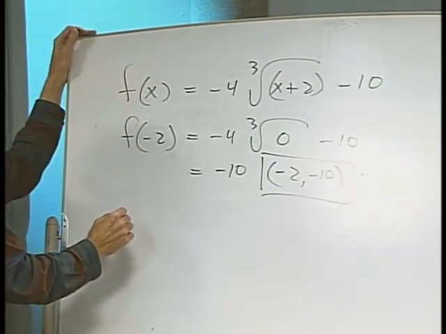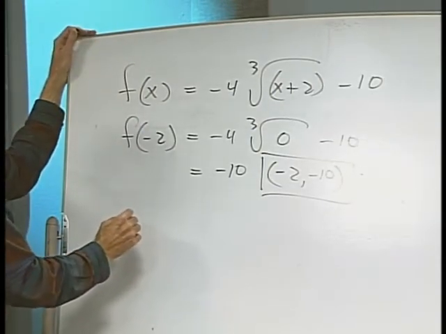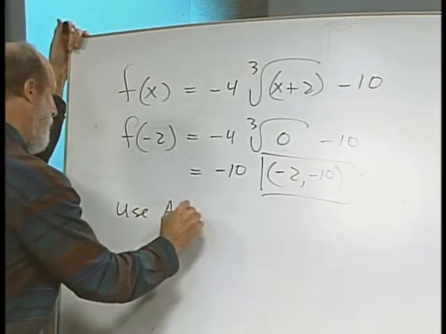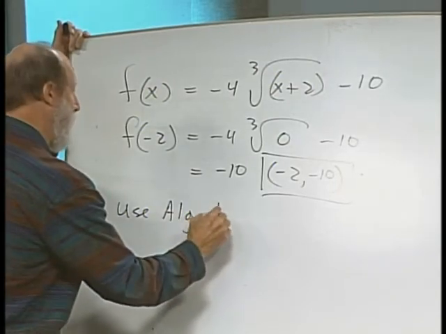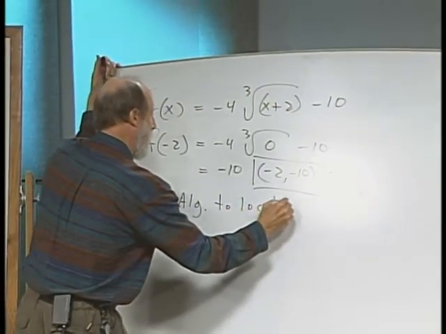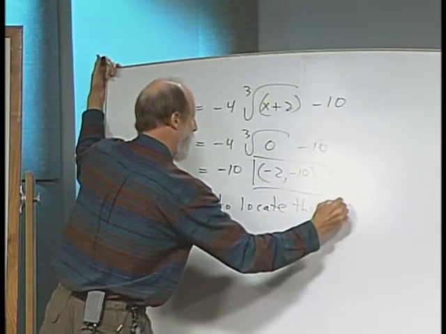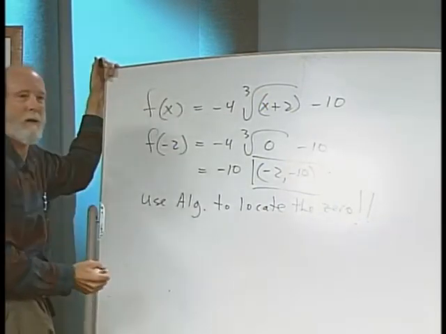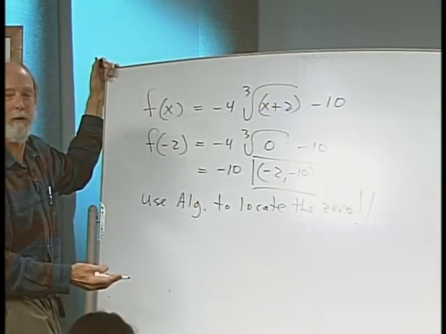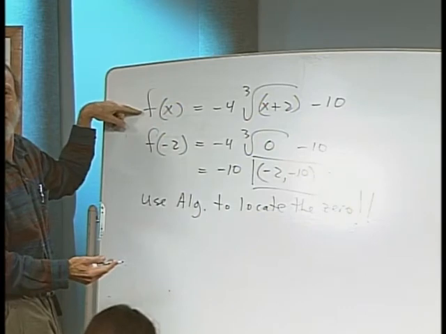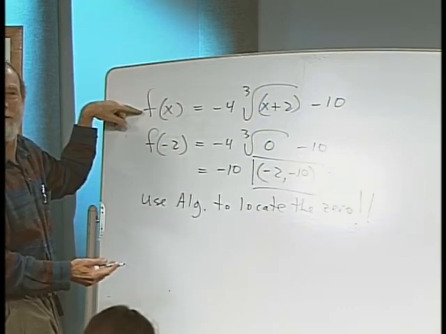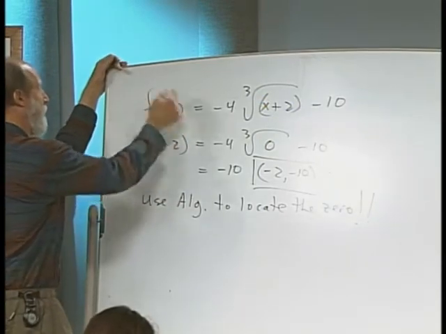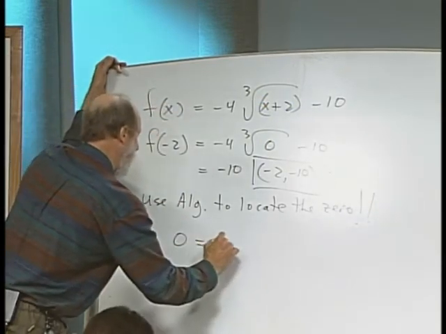Let's try something else. Let's use algebra to locate the zero that we saw in the sketch. So what do I do to find zeros on a function? We put y equal to 0, don't we? Y is our f of x value, so we make that equal to 0.